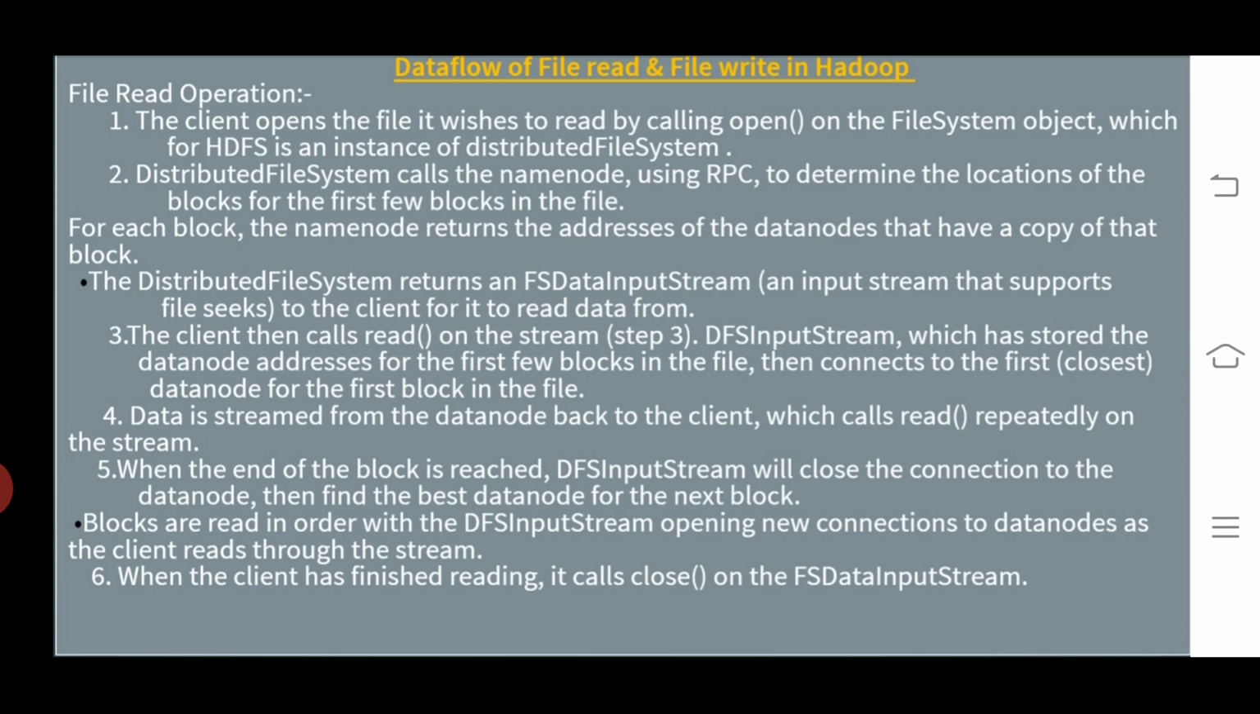Now the distributed file system returns a file system data input stream to the client. Stream is nothing but the flow of data. It is an input stream that supports file seeks, for the client to read data from that block.